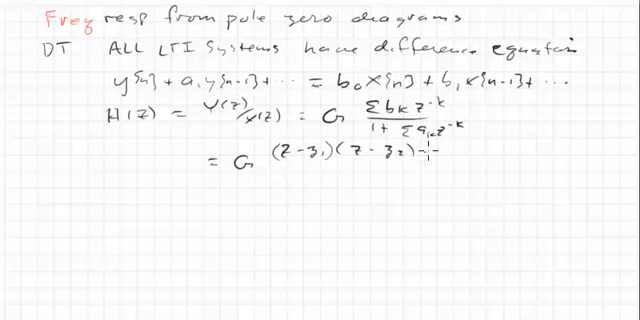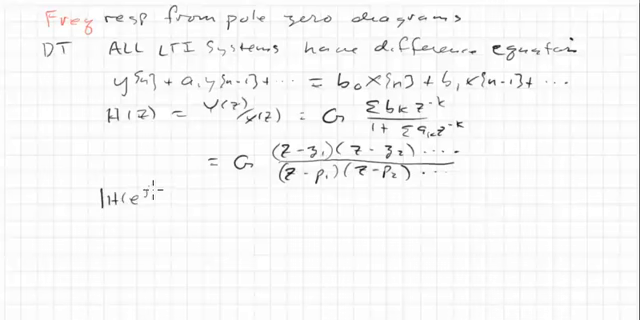So we have a bunch of factors. We can factor this polynomial and find its roots, and they're called zeros. And we can factor this polynomial, find its roots, and they're called poles. I'll only show two of them just to make my point. And then we can look at the magnitude by letting z equals e to the j omega and take absolute value, and we can get this into a form that sort of looks like this.